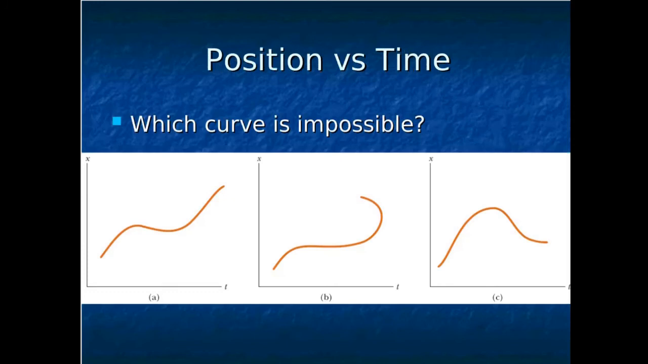So these graphs are showing other possible position versus time graphs, and I want to think about what each one of them means. So at least one of these graphs is impossible. It shows a motion that doesn't make any sense, and I want you to stop for a moment and think about which one you think is the one that's not possible.